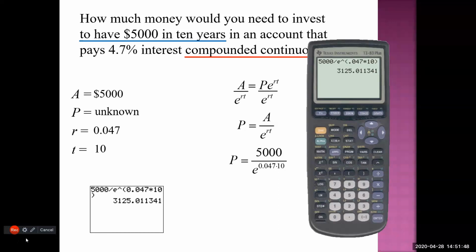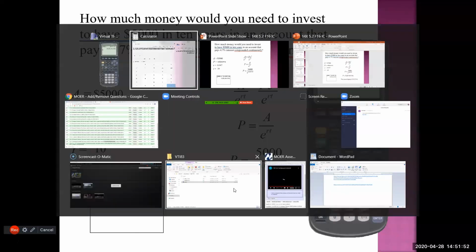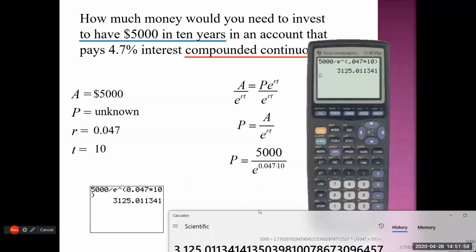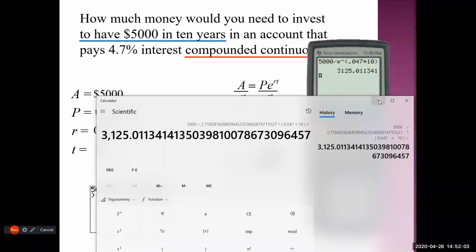Great. And like I was telling everybody too, if you don't have access to the calculator, which we actually do, but if you don't like it or are used to something else, you could use the one on your computer as well. Okay. All right.